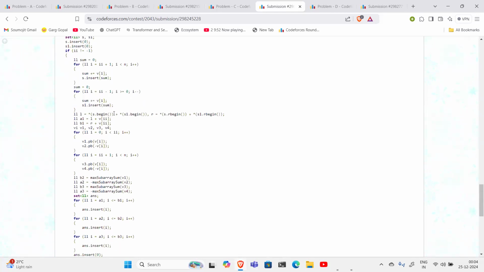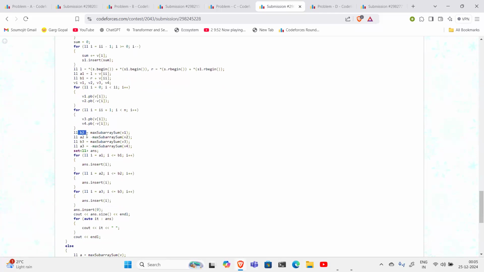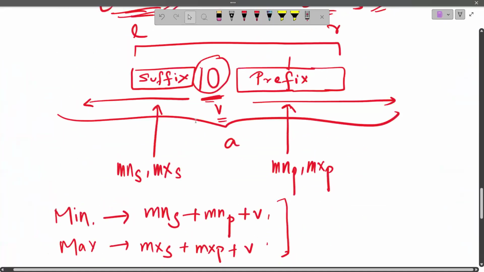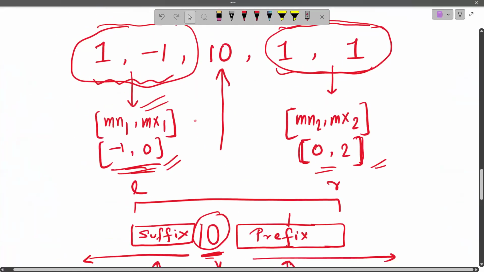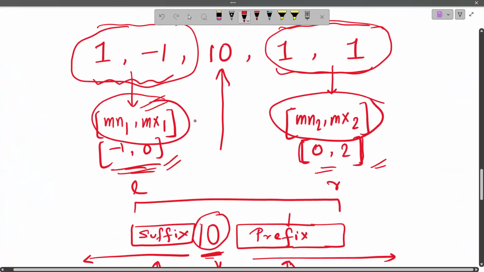I stored it in a set and found out the minimum and the maximum elements. It was actually not at all required to use a set here; you could just maintain two variables. Apart from that, I constructed the positive and the negative arrays because I need to invoke the Kadane's algorithm, and I computed these two ranges from A2 B2 and A3 B3. This is how these two ranges are constructed: mn1 mx1 and mn2 mx2.